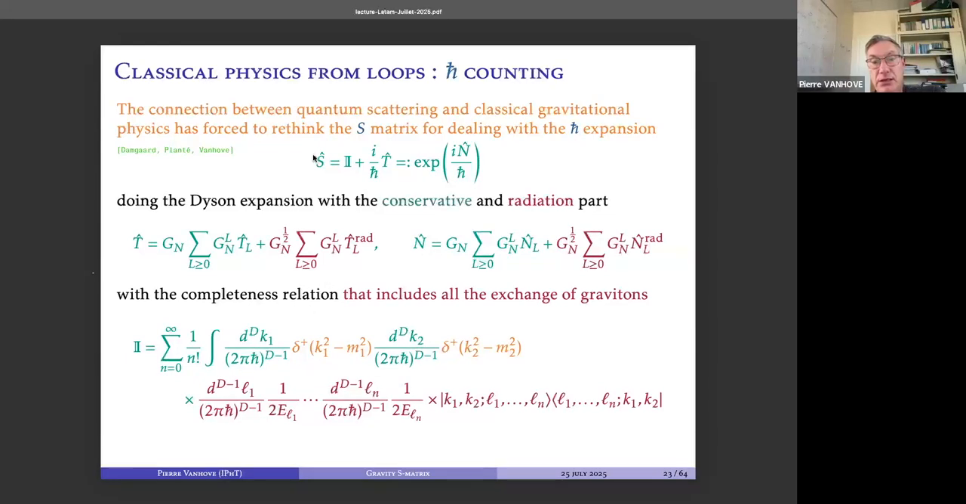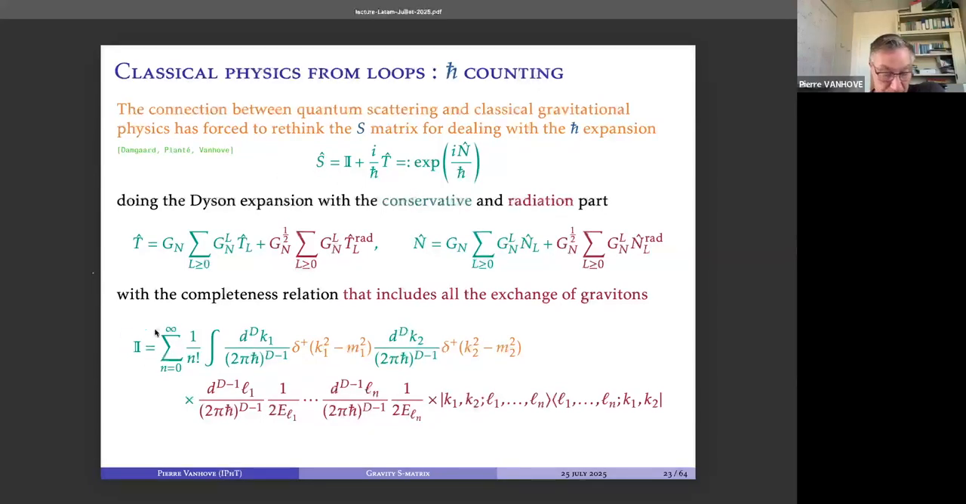And so what I decided to do is to say, okay, what if I write the S matrix as an exponential, exp(i n hat over h bar)? So n, of course, has an expansion in the conservative sector, that means no external graviton in the in or out states, and here there are gravitons in the in or out states. And of course, S is unitary, so S dagger S is 1.